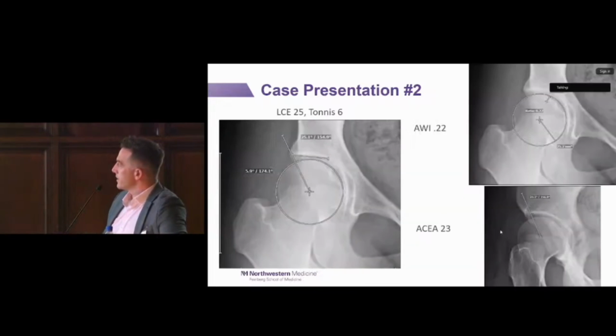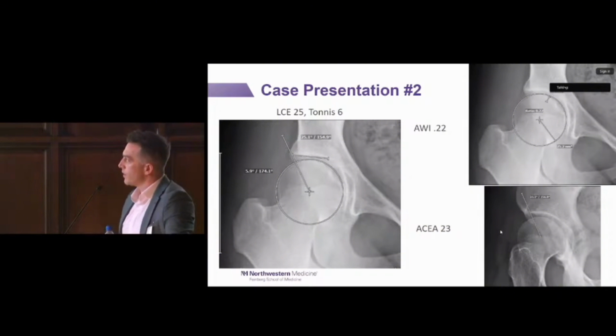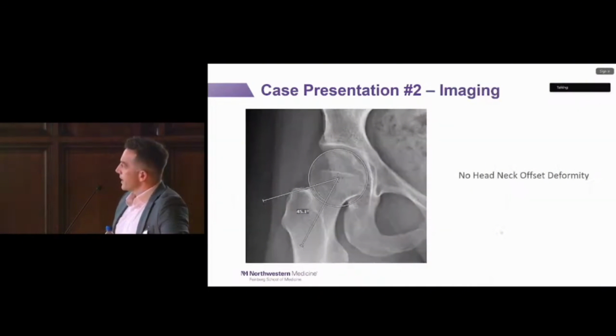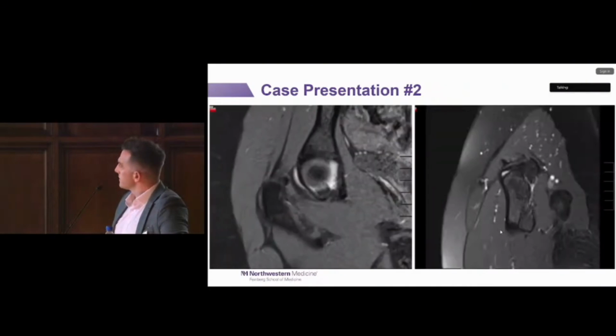So this is how I measured things. I got her at 25.1 for LCE, though I acknowledge you could probably measure that a little bit less and put her in the borderline category. Tonnis angle was slightly elevated at 5.9. She does have a low-volume anterior wall, so I've got an AWI of 0.22, anterior center edge at the low end of normal. No appreciable head-neck offset deformity on her x-rays.